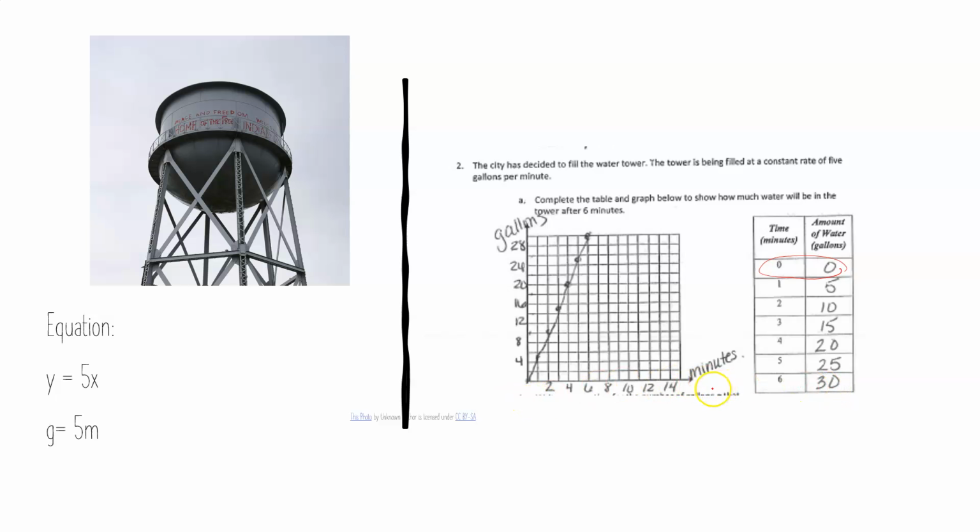We're going to put minutes on the X, gallons on the Y, and then minutes are going to go up by 1, and then gallons are going to go up by 2s, and that's what your graph looks like. Your equation will be y equals 5x or g equals 5m.